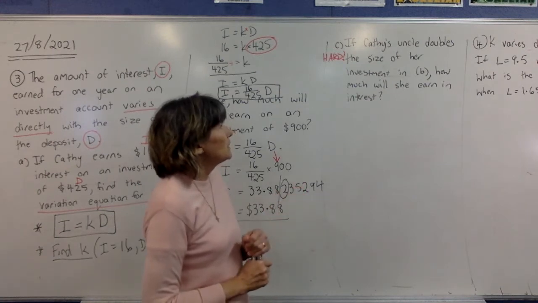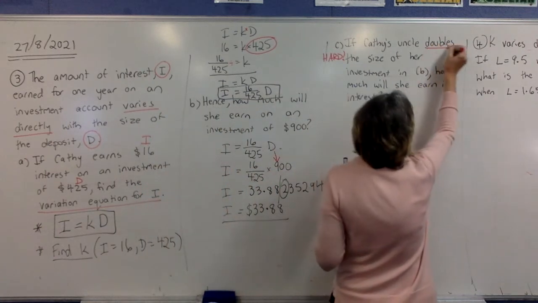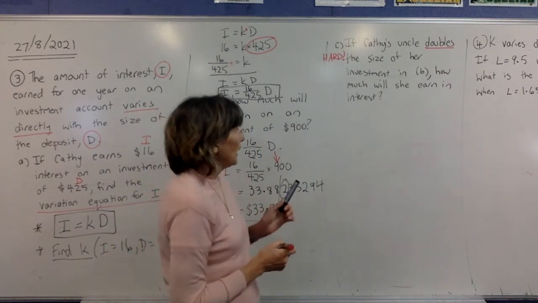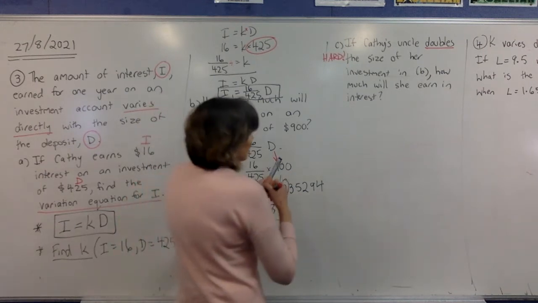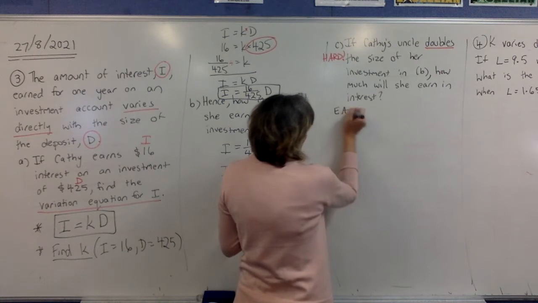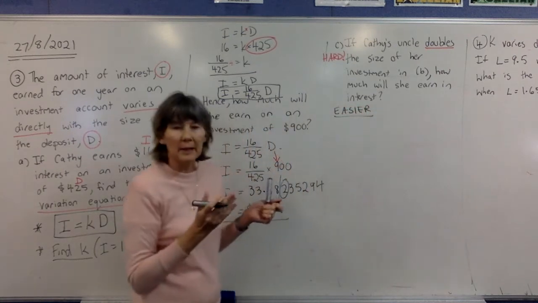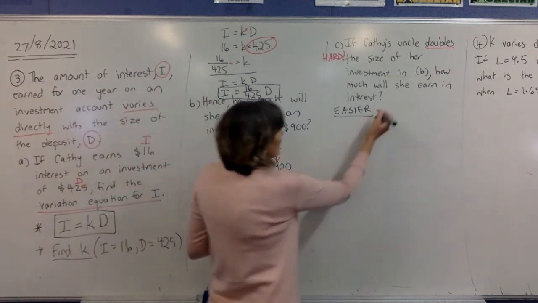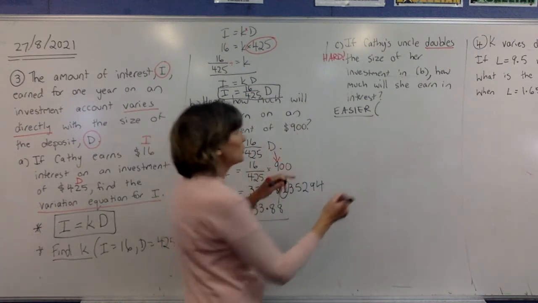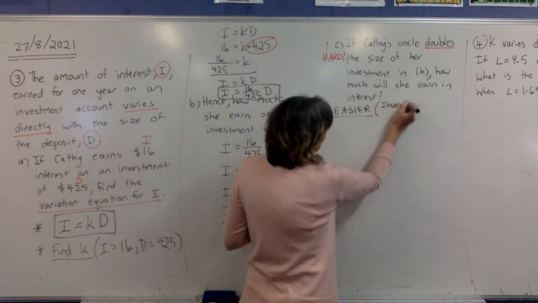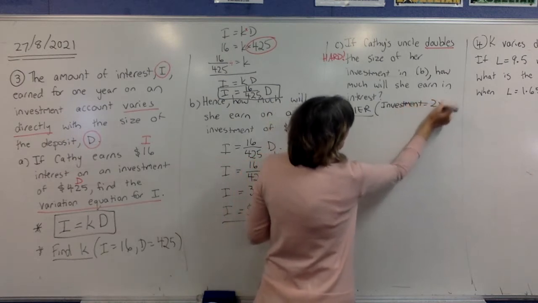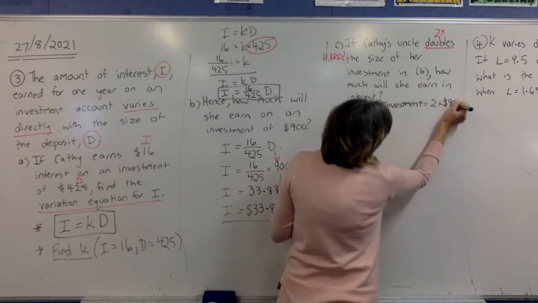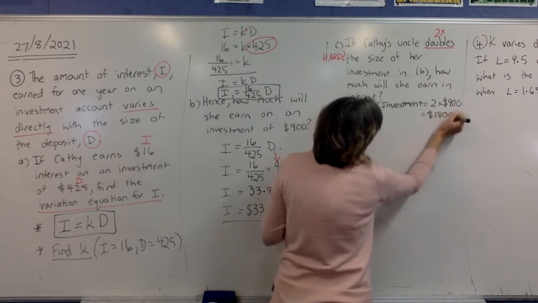Okay, it says if Kathy's uncle doubles, this is really important, doubles the size of her investment in B, how much will she earn in interest? Okay, so the easier way of doing it, the way you'll probably all cope with pretty easily, is if you have a look in B, the investment was $900. So we are going to double $900. So our investment is going to be 2 times, because of the doubling, $900. So that would be $1,800 being invested.